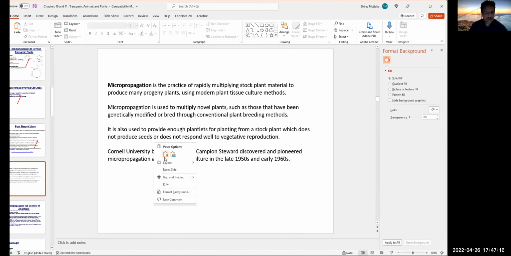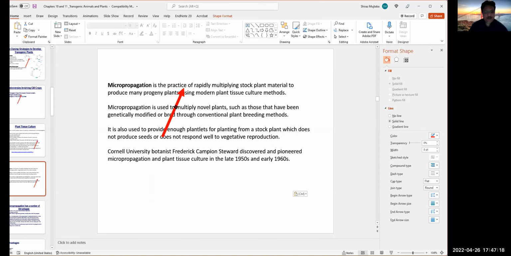So what is micropropagation? Micropropagation is a practice of rapidly multiplying stock plant material to produce many progenies of plants using modern plant tissue culture methods. This is not available with animals, as compared to plants. Micropropagation.